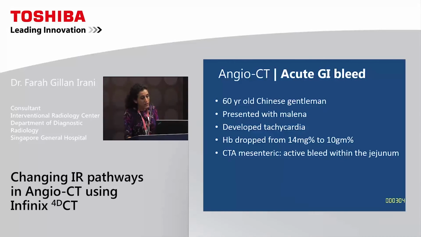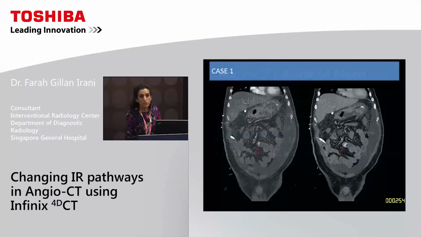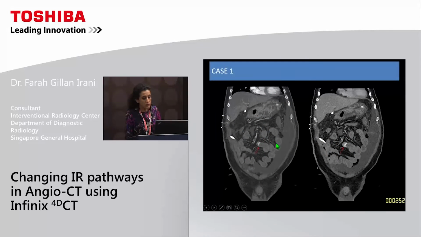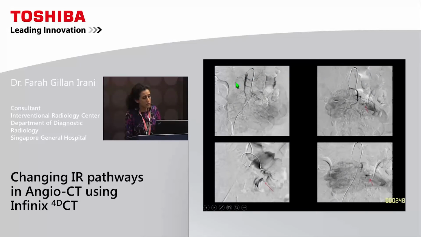So this is a case of acute GI bleed. This is a 60-year-old Chinese gentleman who presented with melena. He developed tachycardia. He dropped hemoglobin from 14 to 10. And a CT mesenteric angiogram showed active bleed in the jejunum. And these are the classical images which we see every day in our practice. So he came to us for an angio.